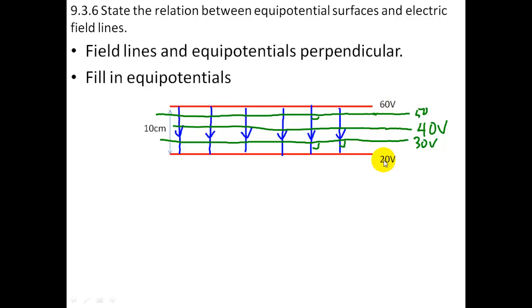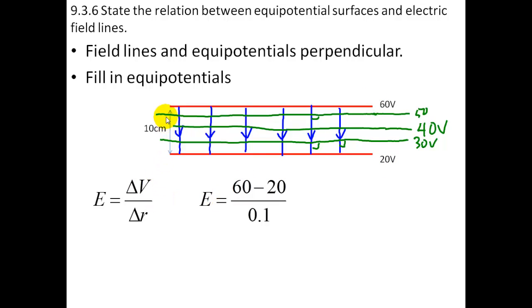Now the question is, what is the field strength going to be in here? We know that the field strength is equal to the potential gradient, the rate at which the voltage changes with distance. So what is the change of voltage? We go from 60 to 20, 60 minus 20, divided by this distance, which is 0.1 meters. So you're going to find the answer, which will give the electric field strength here, and it can be in two units. It can either be volts per meter, or newtons per coulomb.